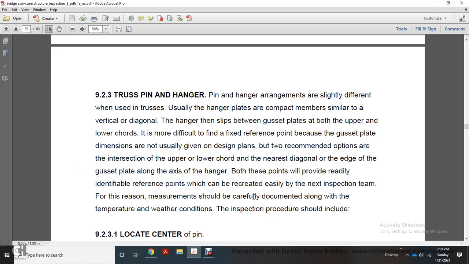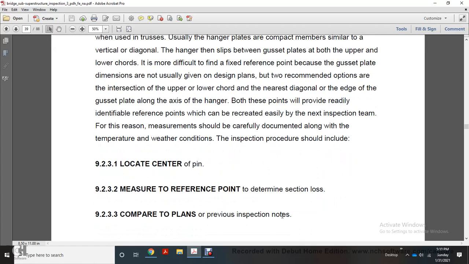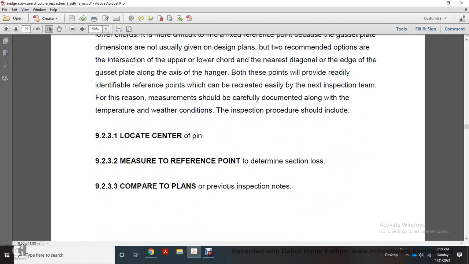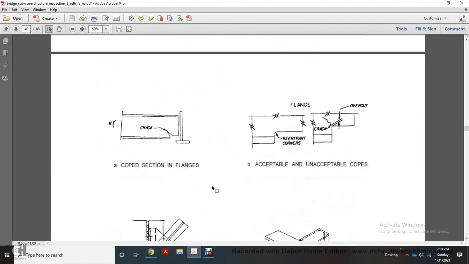For this review, the measurement should be carefully documented along with the temperature and weather conditions. Inspection procedures should include locating the center of the pin, measuring to the reference point, and determining the section loss compared to the plans or the previous inspection notes.